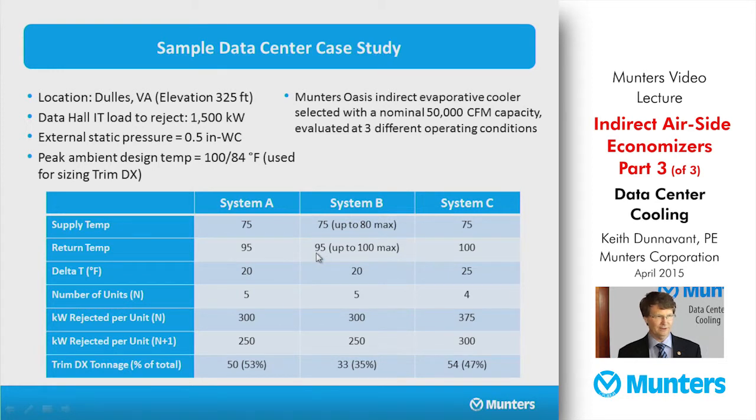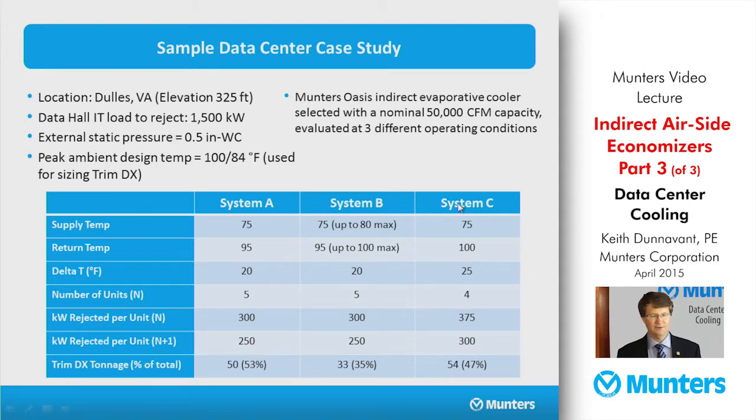So that means normally it will be having a 95-degree return, but at the extremes the return air temperature will elevate up to 100 degrees Fahrenheit. Still a 20-degree delta T, still the same in terms of the number of units required and the heat rejection capacity. But one key difference, since we're allowing the temperature to drift to 80 degrees, the onboard DX trim cooling has dropped to 33 tons, and so now that's only 35% of the total load.